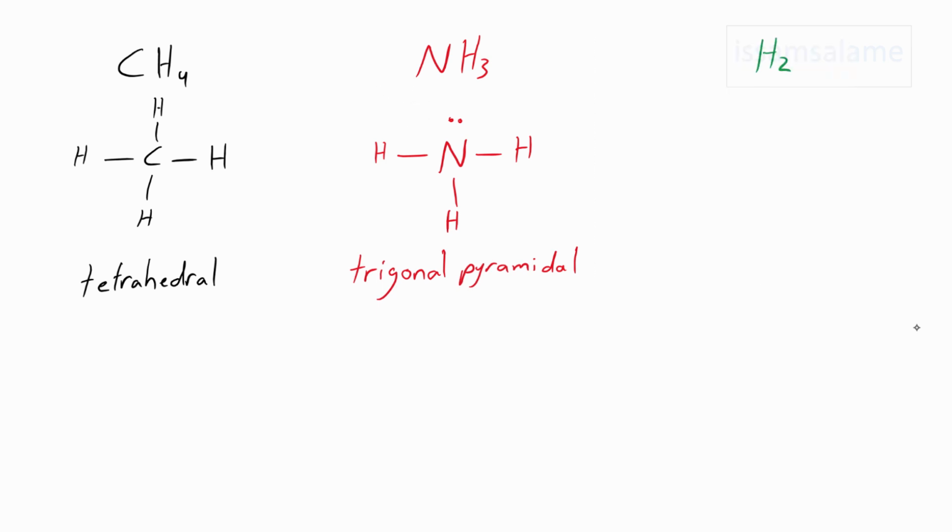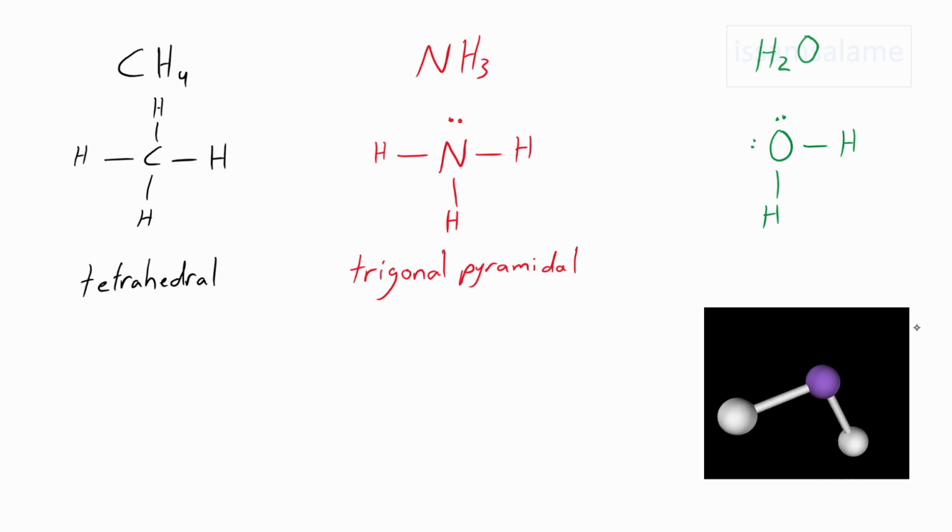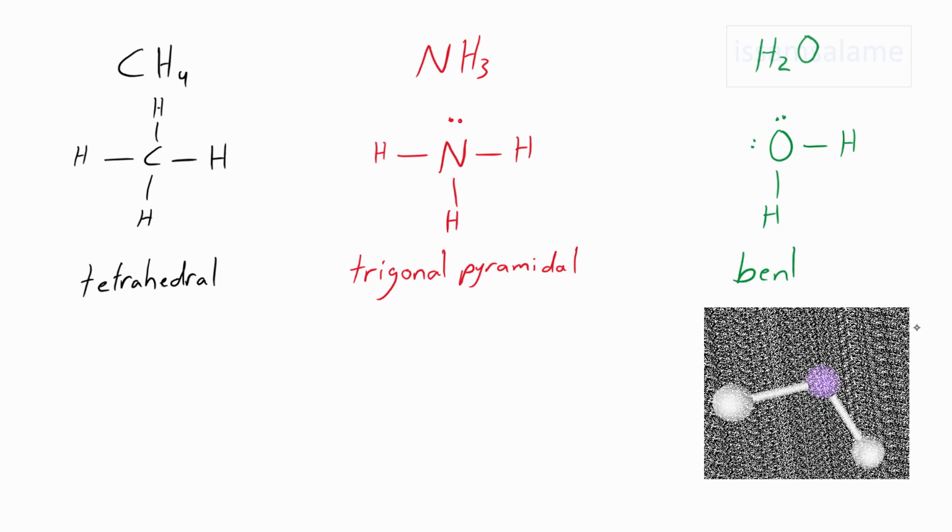What if the central atom has 2 lone pairs? Like in water, oxygen is the central atom, it has 2 single covalent bonds and 2 lone pairs. Since oxygen has 4 things around it, it's supposed to have a tetrahedral shape, but the lone pairs are going to be invisible, so here the shape of the molecule is going to be bent.